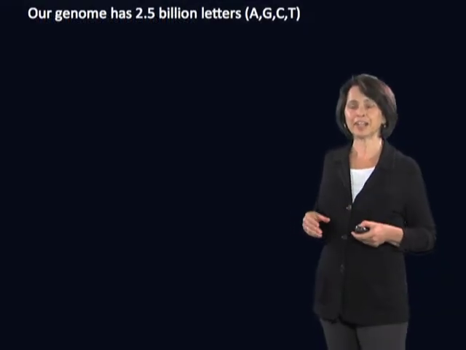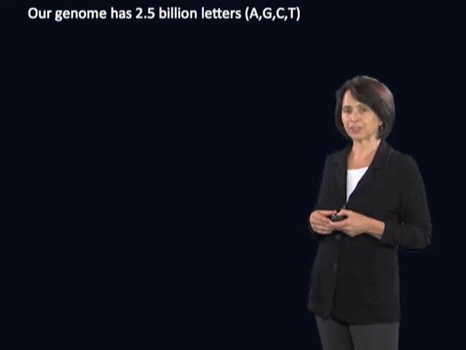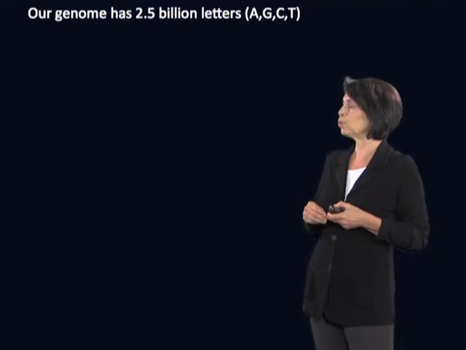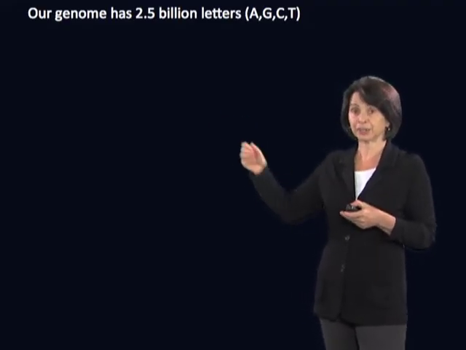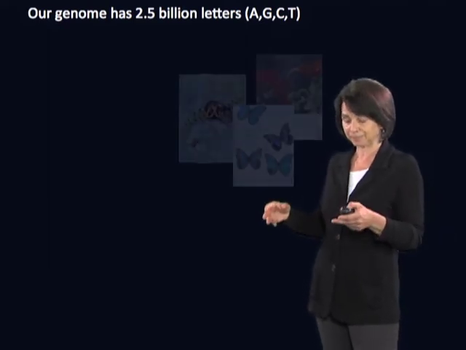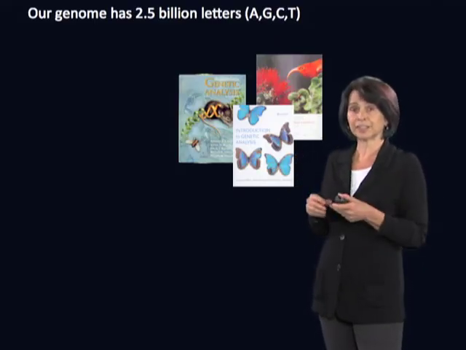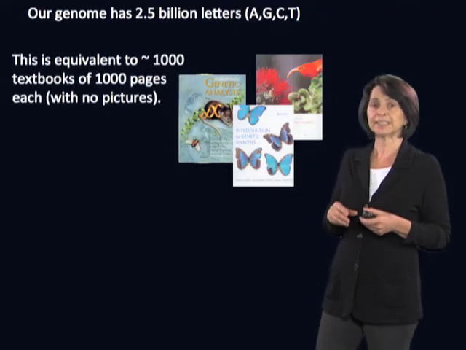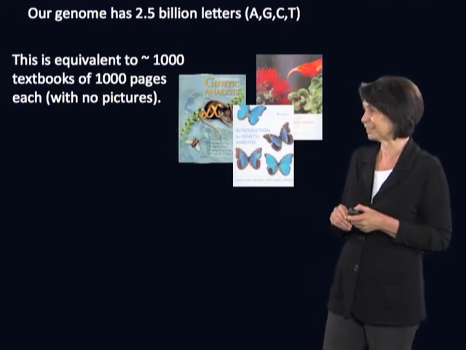I want to give you a feel for how many transposable elements there are in the human genome. Our genome is comprised of 2.5 billion base pairs. Let's call them A, G, C, or T. Let's say that's 2.5 billion letters, like A, B, C, and D. If they're letters, let's start filling up some books. So this is equivalent to about 1,000 textbooks of 1,000 pages each. No pictures, all right?